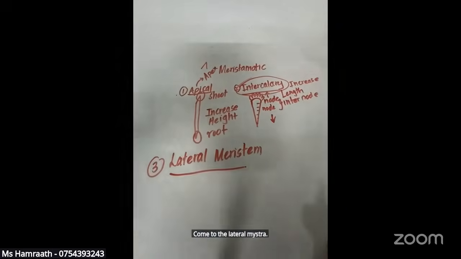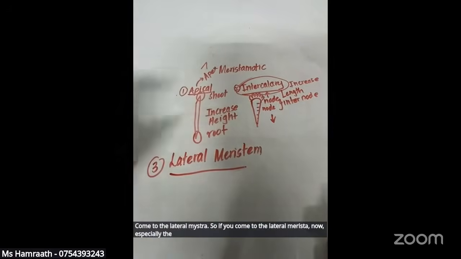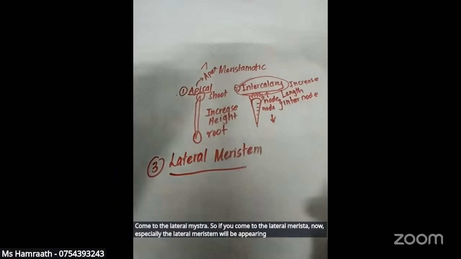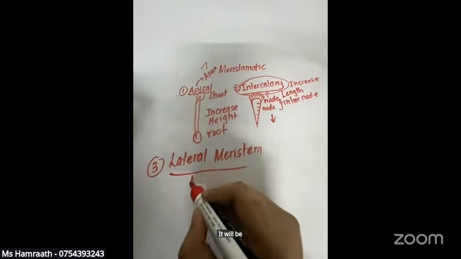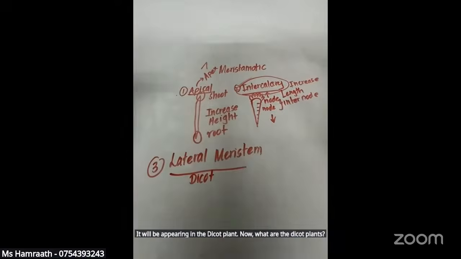So if you come to the lateral meristem, where will the lateral meristem be appearing? It will be appearing in the dicot plant. Now what are the dicot plants? Dicot plant means, for example, a mango tree. Keep the mango tree as an example of a dicotyledonous plant.